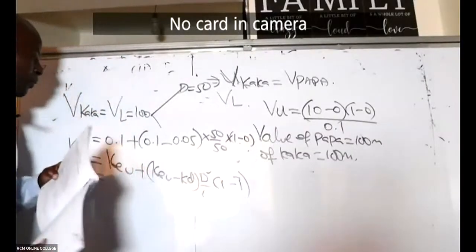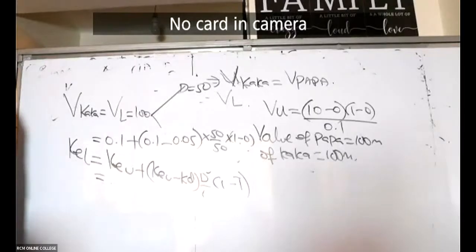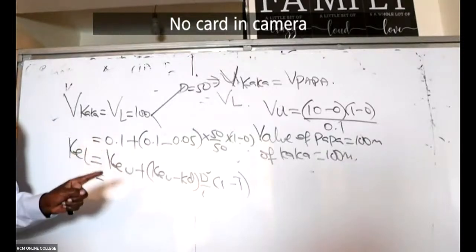Are you able to give me the final answer? Because number 1, they wanted us to give them cost of equity of Papa.